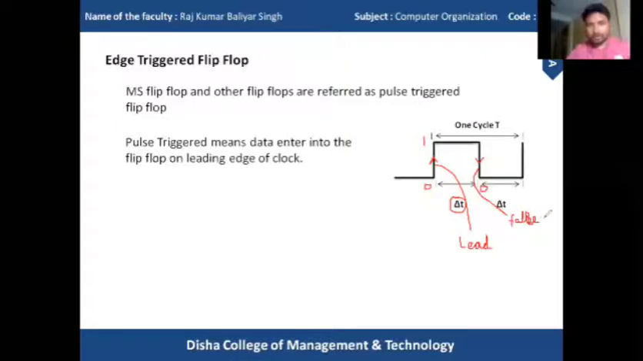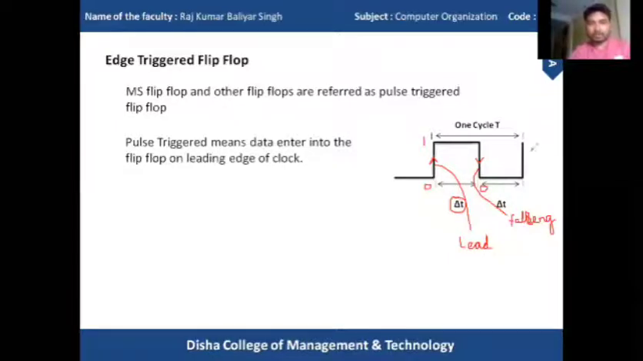Sometimes we say that it is the positive clock cycle, this delta t, when delta t equals 1, that is called positive clock cycle. When delta t equals 0, that is called negative clock cycle. So one complete clock cycle is the addition of both the first delta t and the second delta t. The combination of both delta t is called one clock cycle.